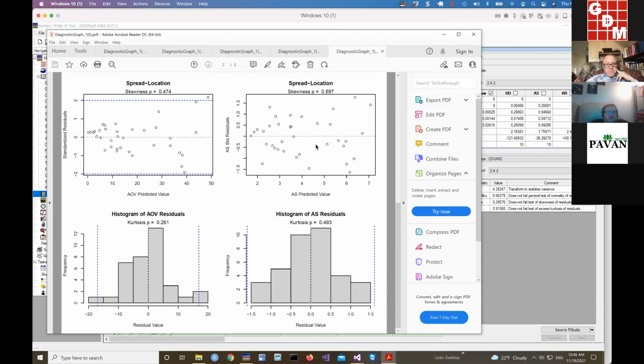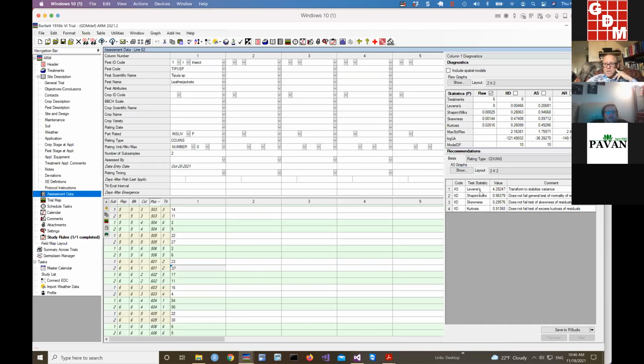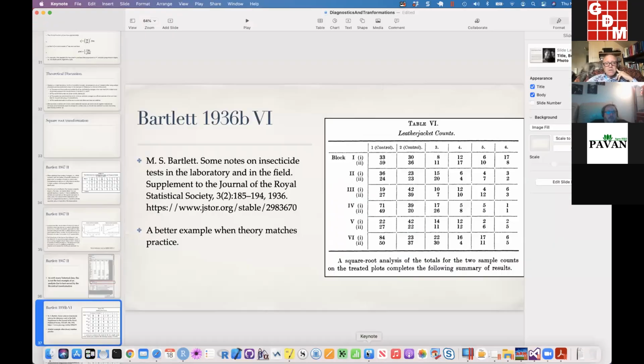So again, the point is that this is the skewness location, the spread location plot is generally a good indicator of whether you're going to have success with the transformation or not. Now, let me go back to my slide.